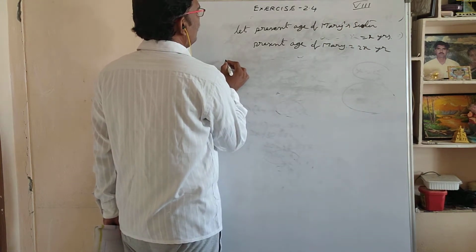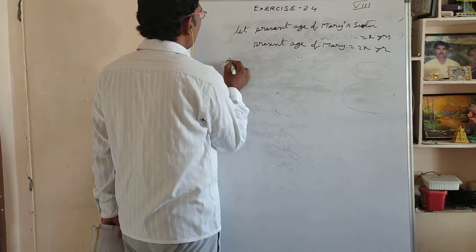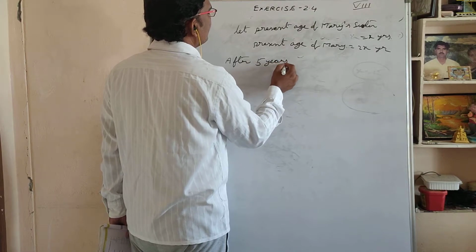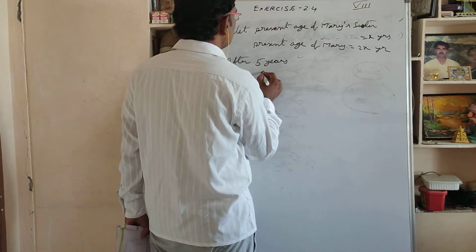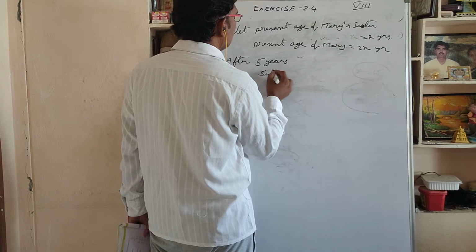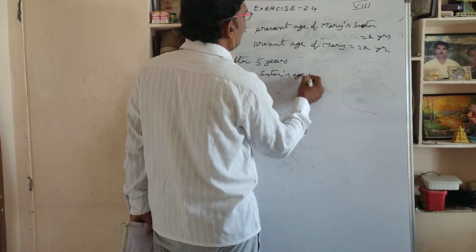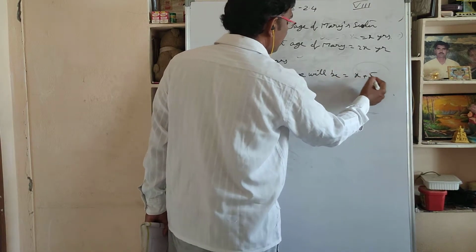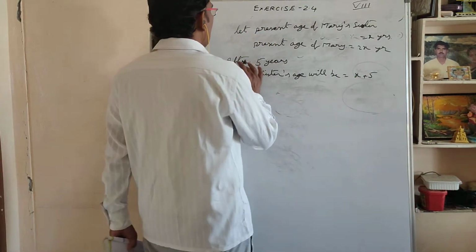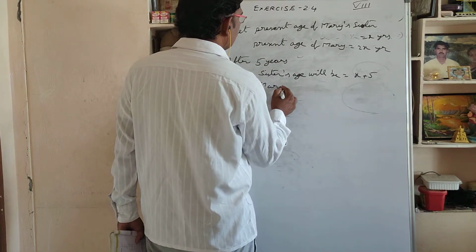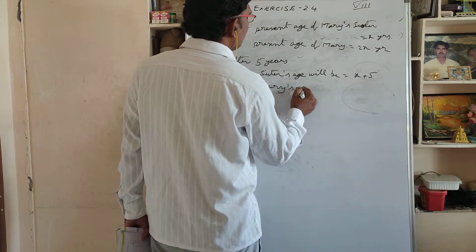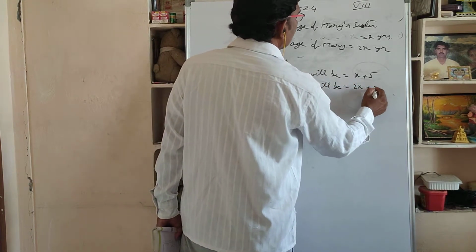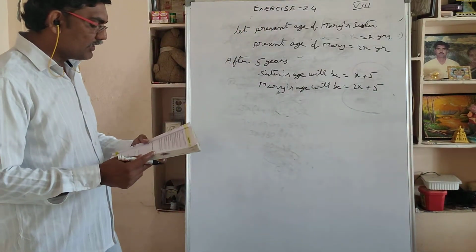So after 5 years, sister's age will be, now it is X. After 5 years, her age will be X plus 5. After 5 years, Mary's age will be 2x plus 5. Okay.